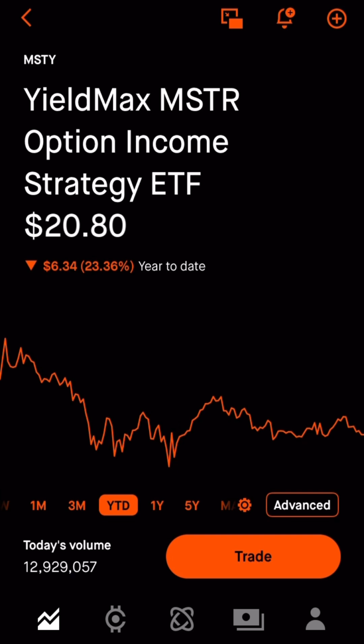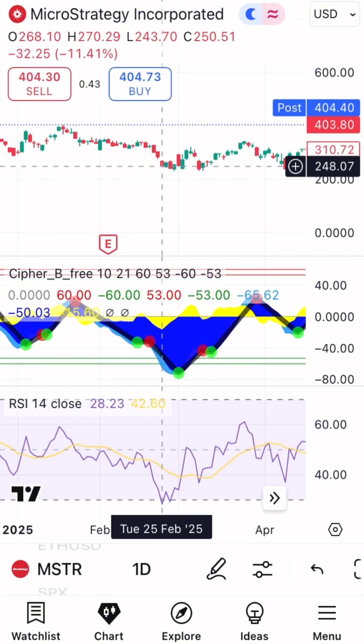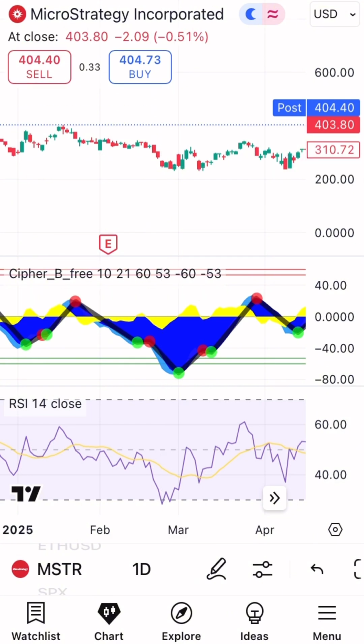So this is what the best price is. What you want to do is go on the MSTR chart. Do not go on the MSTY chart. Go on the MSTR, and you have to go on the daily. This is the strategy I do. The goal of this is to get a good dip. It doesn't have to be perfect.